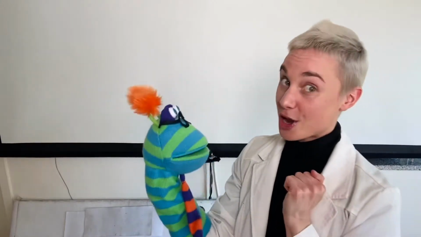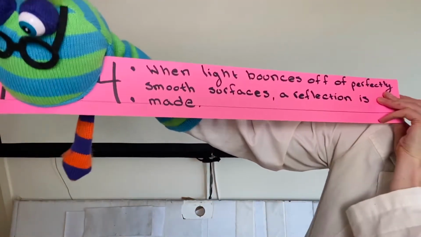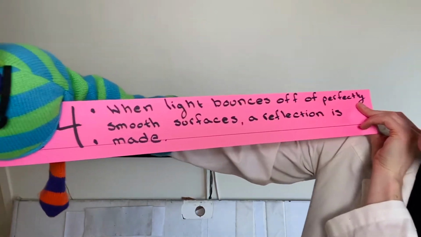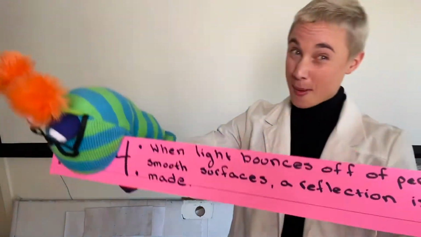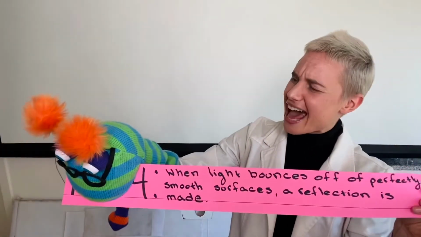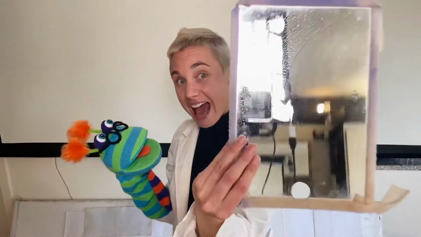Okay, Pi, are you ready for rule number 4? Okay, rule number 4 that we came up with was that when light bounces off of a perfectly smooth surface, a reflection is made. Which experiment was that? Yes, Pi. That was when we were experimenting with our mirror.